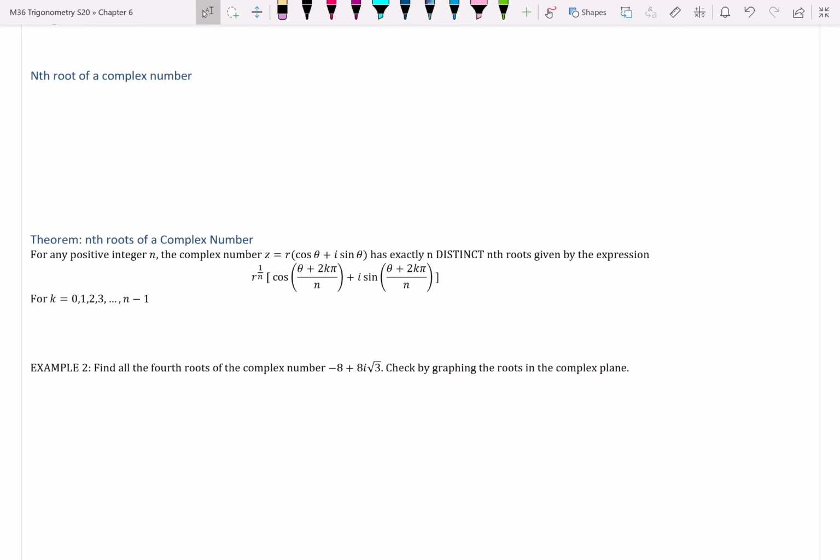So for the next part, I'm going to talk about how do we take the actual nth root of a complex number. And so again, how do we take the square root or the cube root of a number that is complex? I just want to give you a little bit of intuition why we would need something like this. And so here's a little example, and we're actually going to do this example at the end of this section. So here's an example of when we're going to need it.